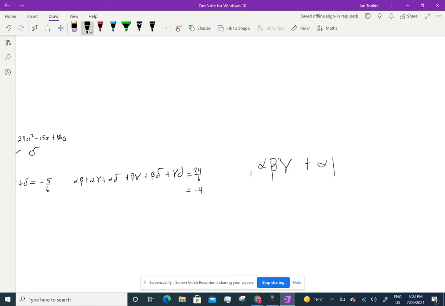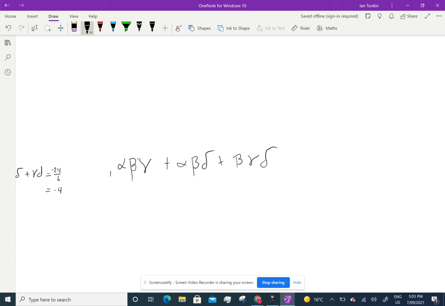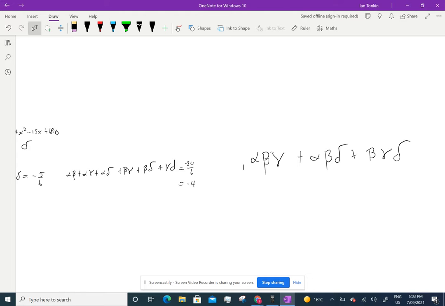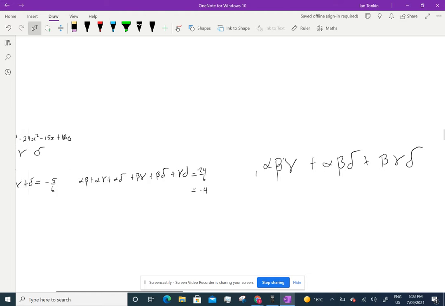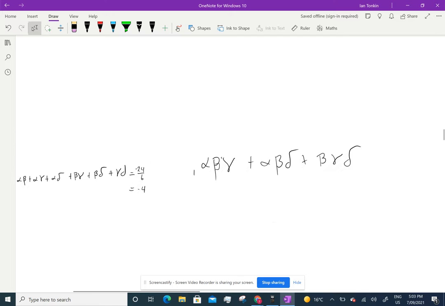plus alpha, beta, delta plus beta, gamma, delta plus alpha, beta, gamma, alpha, beta, gamma, beta, gamma. That's it. I'm pretty sure. They're the only way I can do those three things: alpha, beta, gamma, alpha, beta, delta, alpha, beta, beta, gamma, delta.